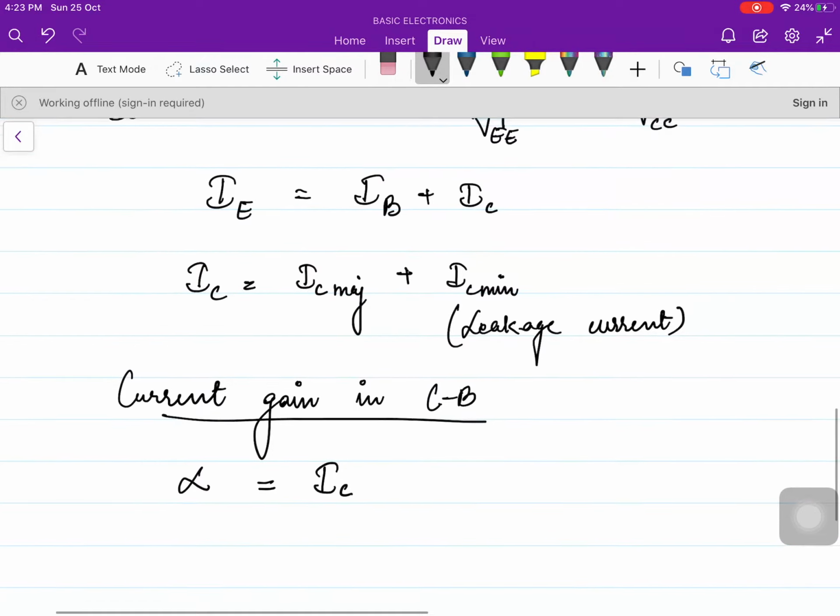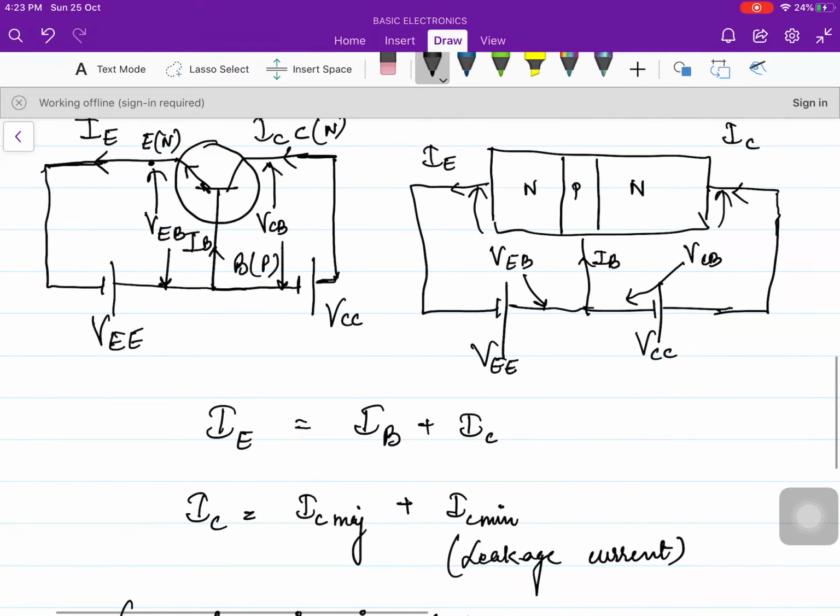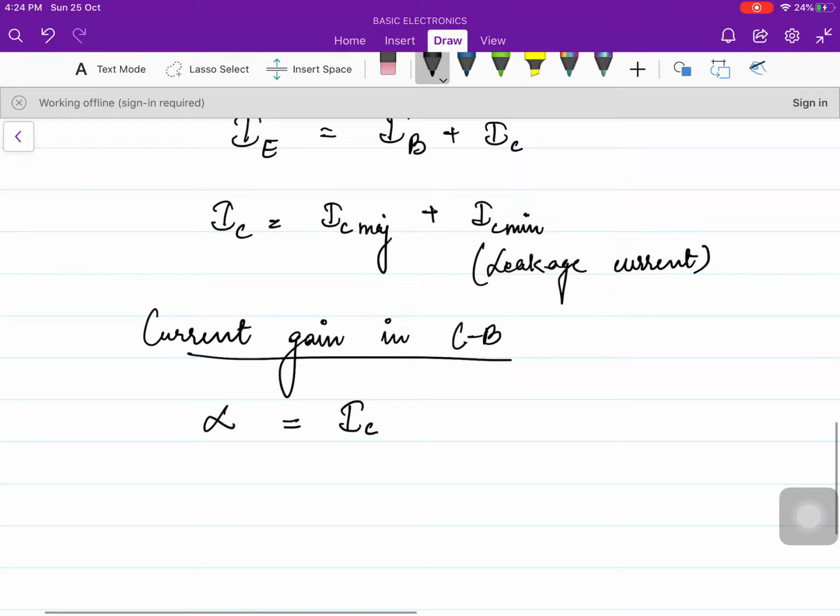Output current. Now let me tell you one thing. When we will be learning common base, always remember this, that the terminal which is made common, here base is made common, so the base current will never come in the formulas that we will learn further. So the terminal which you have made common, the current of that terminal will not be in any of the formulas. So output current is IC, input current is IE. So it is IC equals to alpha into IE.